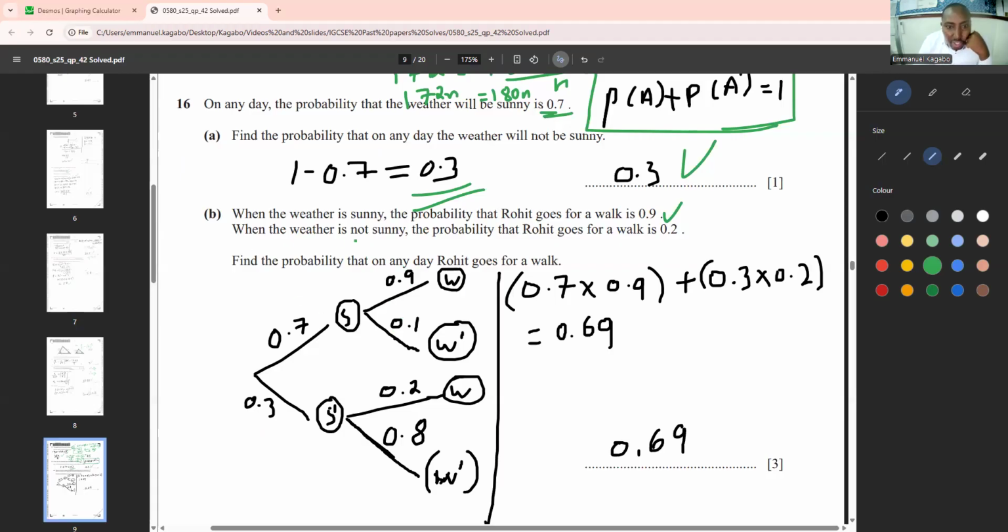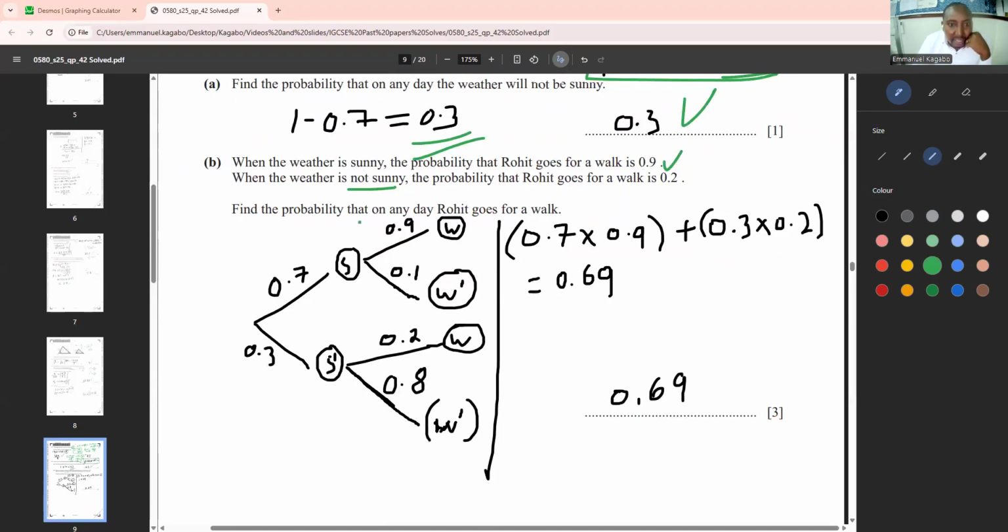Now, when the weather is not sunny, that is S complement, the probability that Rohit goes to work is 0.2. So that means here it's 0.2, and not working is 0.8, because they should always add up to 1. Why? Probability of A plus probability of A complement should always give you 1. Very good. Now, find the probability that on any day Rohit goes to work. Where does he work? Here and here.